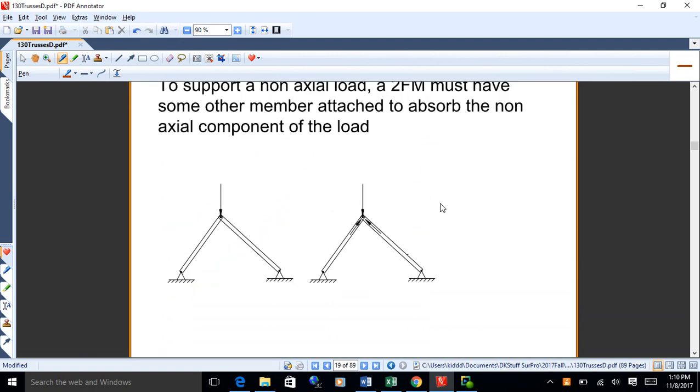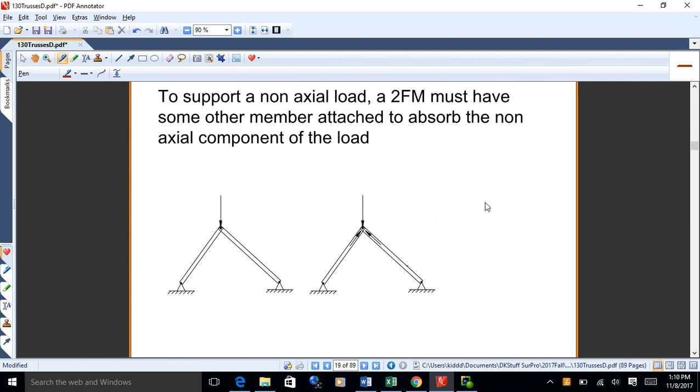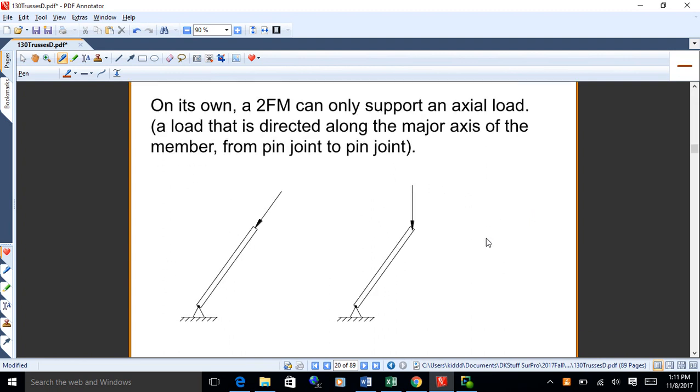Now they can support a non-axial load if you put a second two-force member in there to help. But on its own, a two-force member cannot support a non-axial load. So the assumption we make if we build something out of two-force members is that all the loads are axial.